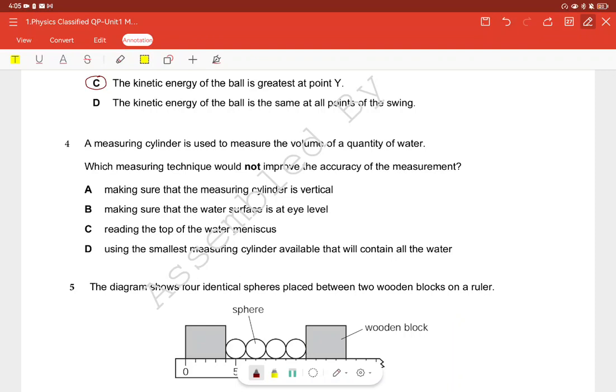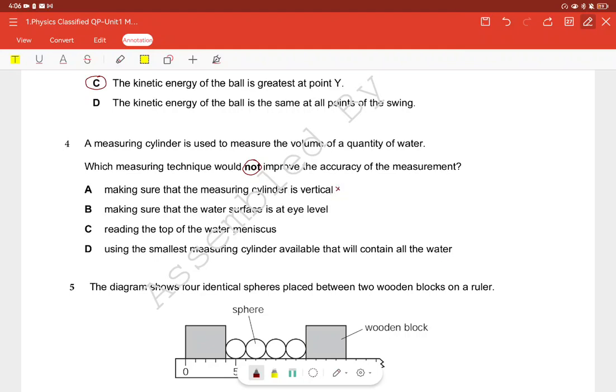Moving on, question 4. A measuring cylinder is used to measure the volume of a quantity of water. Which measuring technique would not improve the accuracy of the measurements? Please be careful when words are in bold. You have to be careful for those words. Making sure that the measuring cylinder is vertical is one of the ways that we're making sure that the measurement is accurate. So this is not the one we're looking for.